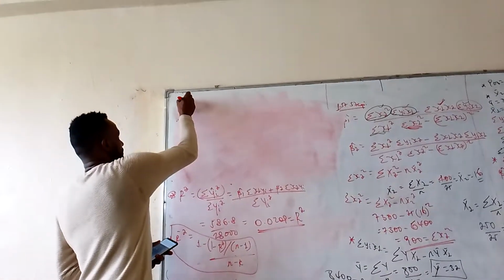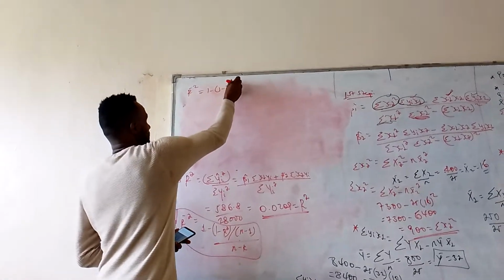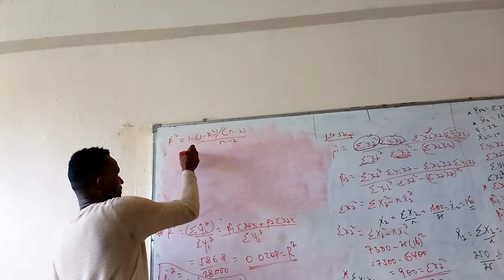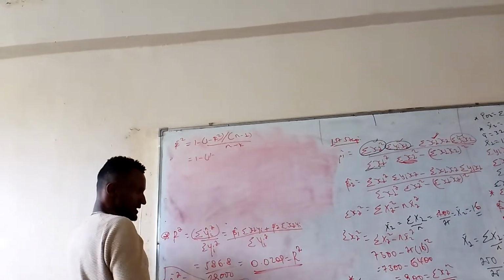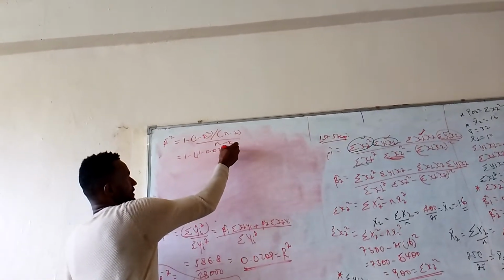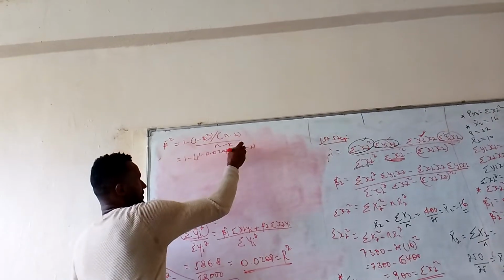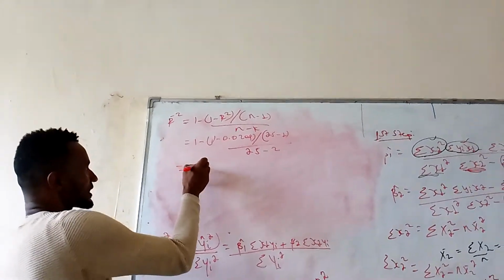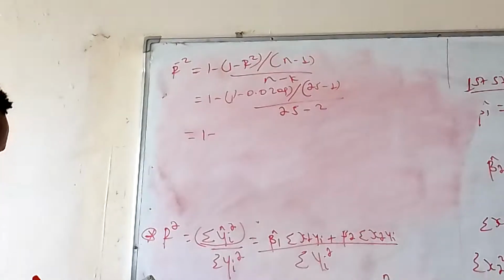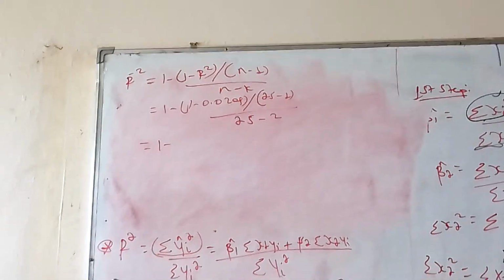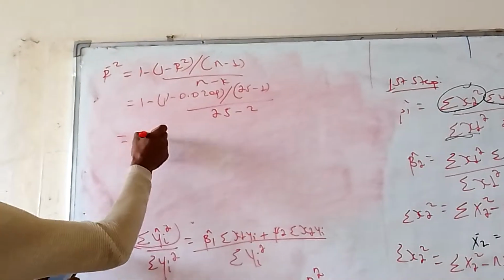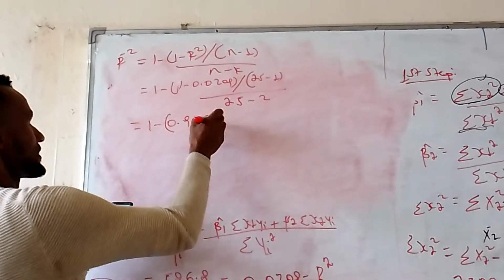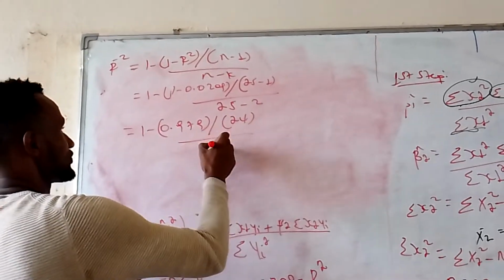So adjusted R square is equal to 1 minus R square divided by n minus 1 over n minus k. It means 1 is constant here, 1 minus our R square, which is 0.0209, divided by our n, which is 25, minus 1, divided by n, which is again 25, and our k is 2. Then this will be 1 minus 0.979 divided by 24 over 23, what it means.